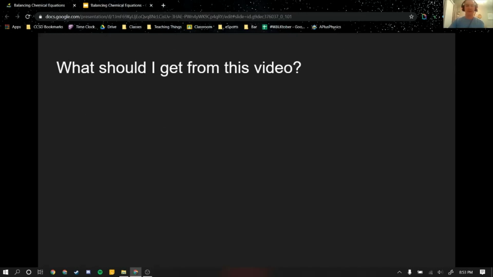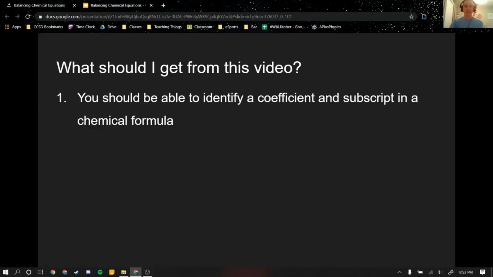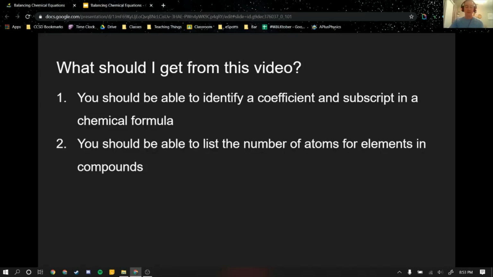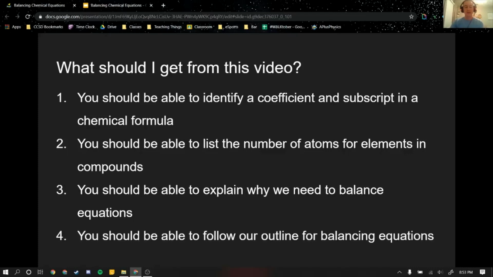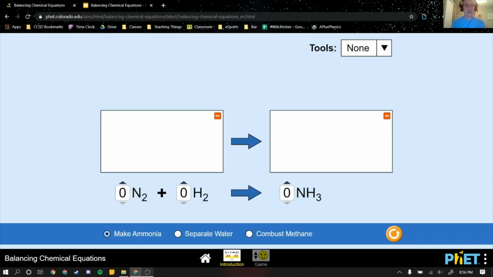So what should I get from this video? 1. We should be able to identify a coefficient and a subscript in a chemical formula. 2. Using those coefficients and subscripts, can I list the number of atoms for elements in a compound? 3. I should be able to explain why we need to balance equations. It's actually a very simple explanation, and we already learned it last week. And 4, we should be able to follow our outline for balancing equations that you'll learn about here very soon in this video.